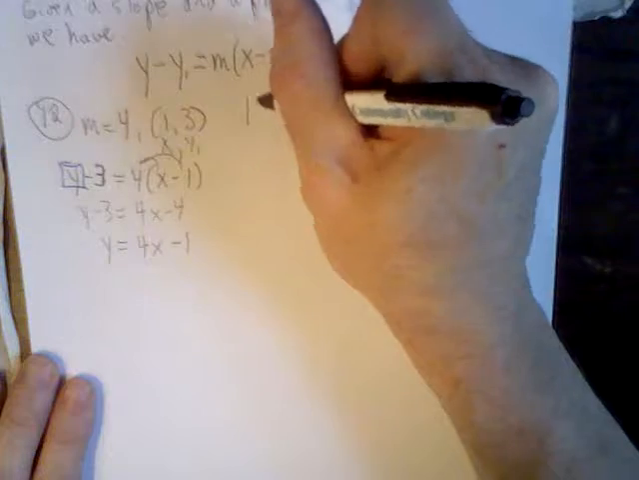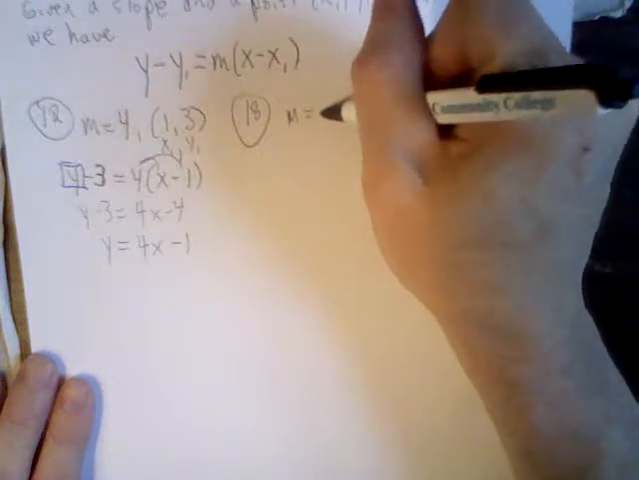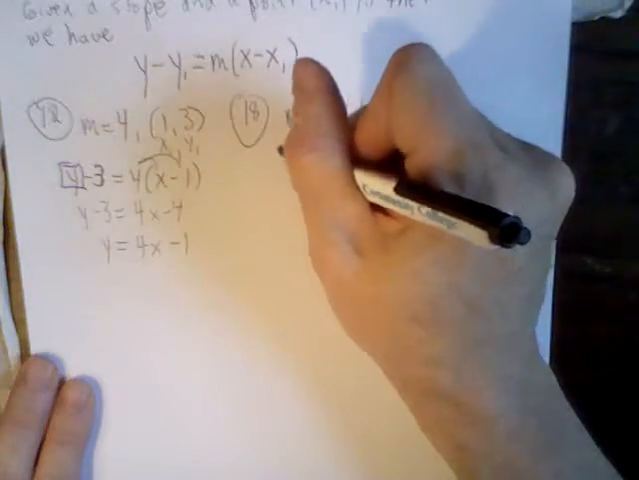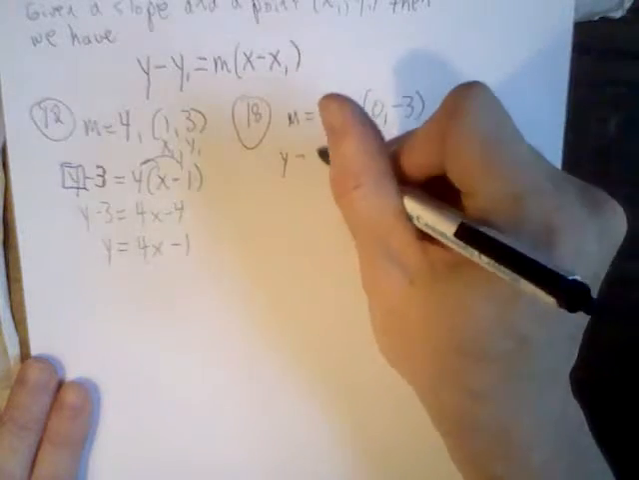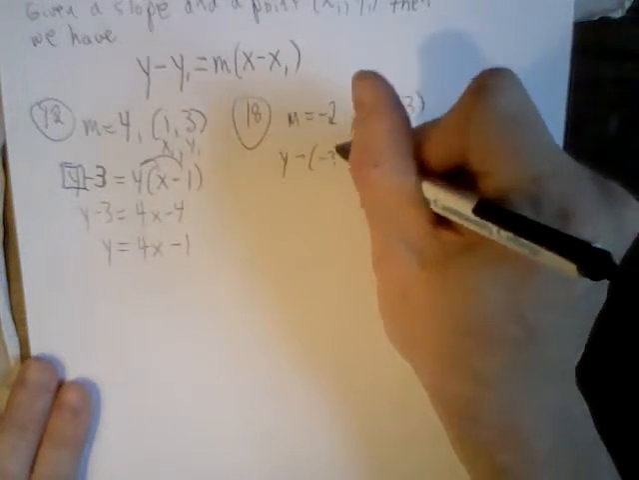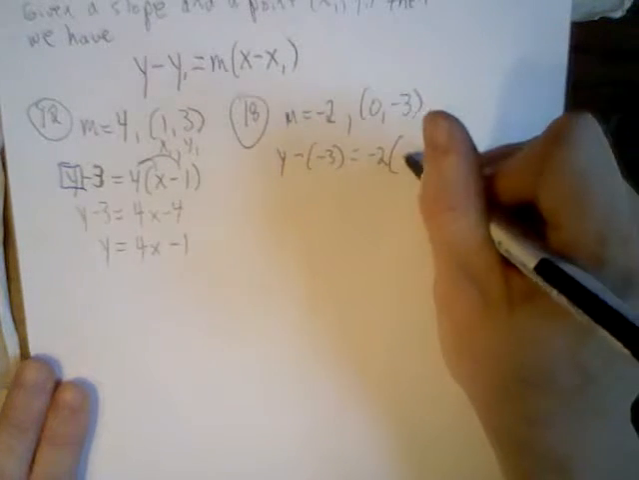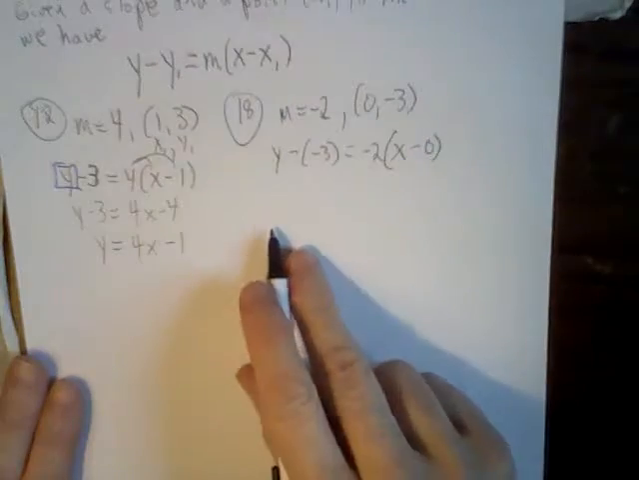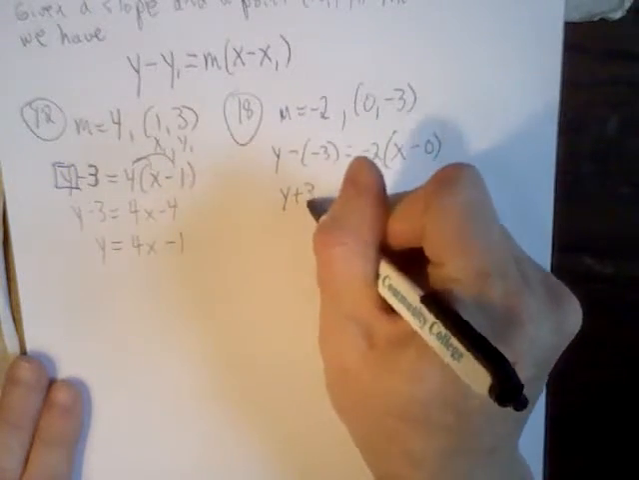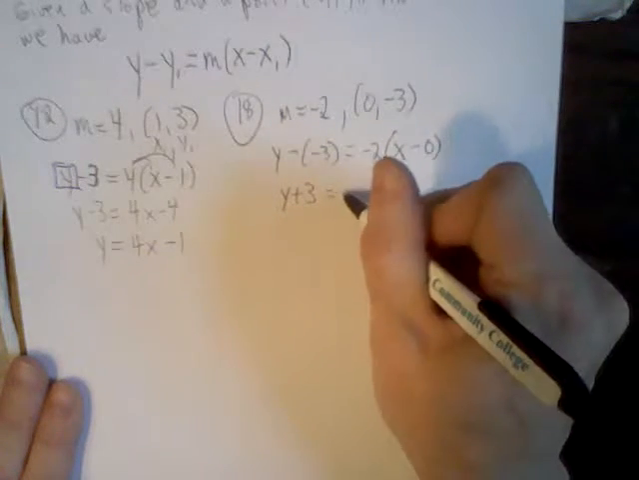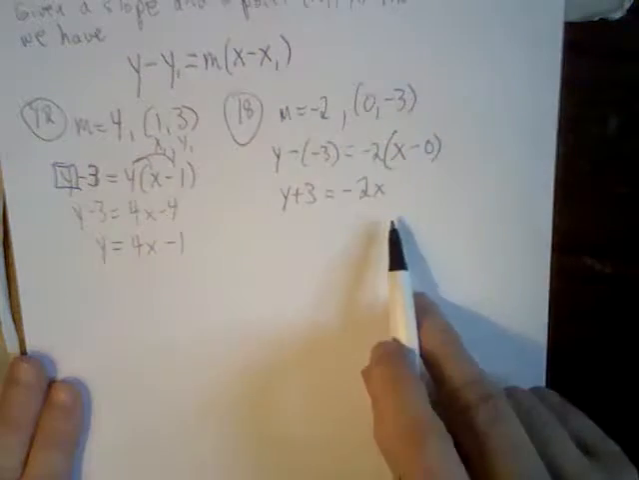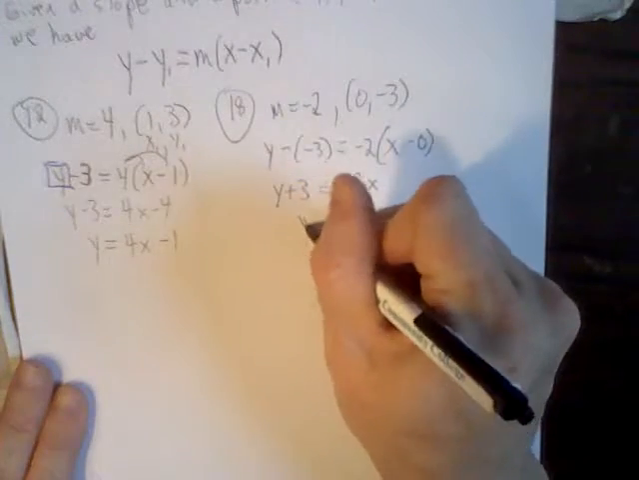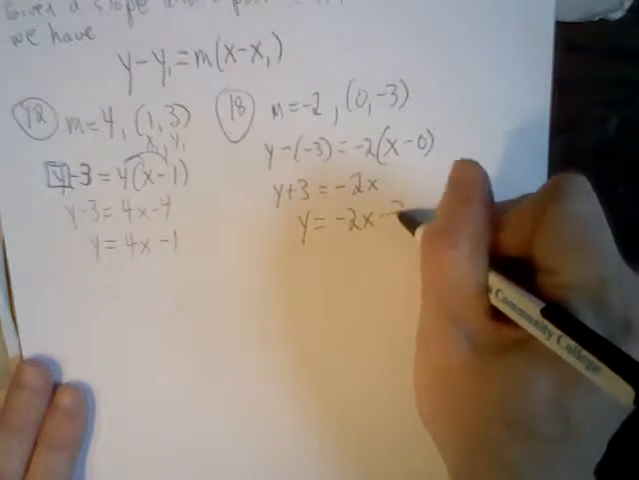Okay, let's try another. This is 18. They give you a slope, negative 2, and a point, (0, negative 3). So we'll have y minus negative 3 equals the slope, negative 2, times x minus 0. Simplify this, so you'll have y plus 3 equals, I'm going to distribute the negative 2, so negative 2 times x is negative 2x. Negative 2 times 0 is just 0, so I'm just left with that. Subtract the 3 from both sides. I get y equals negative 2x minus 3.